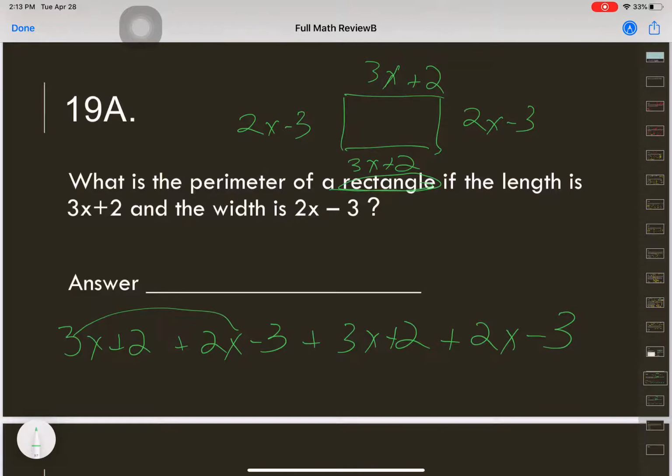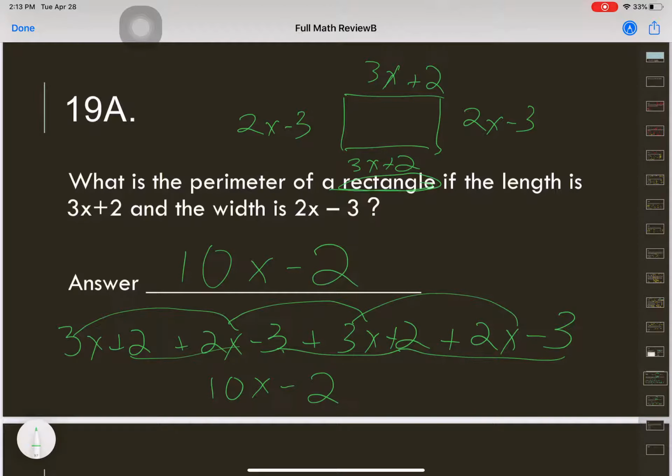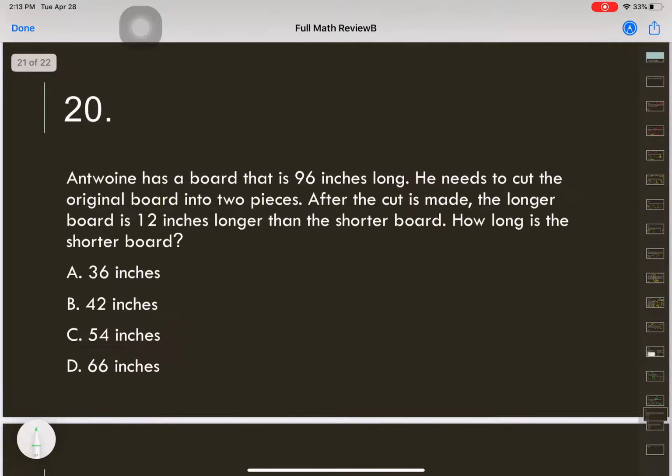3x's and 2x's more is 5. That's 8, 9, 10. So 10x, and then plus 2 minus 3, plus 2 minus 3. So that would be a negative 2. So your whole answer is 10x minus 2. And that's all you can do for that. You can't get a more definitive answer because that's as far as that one goes.